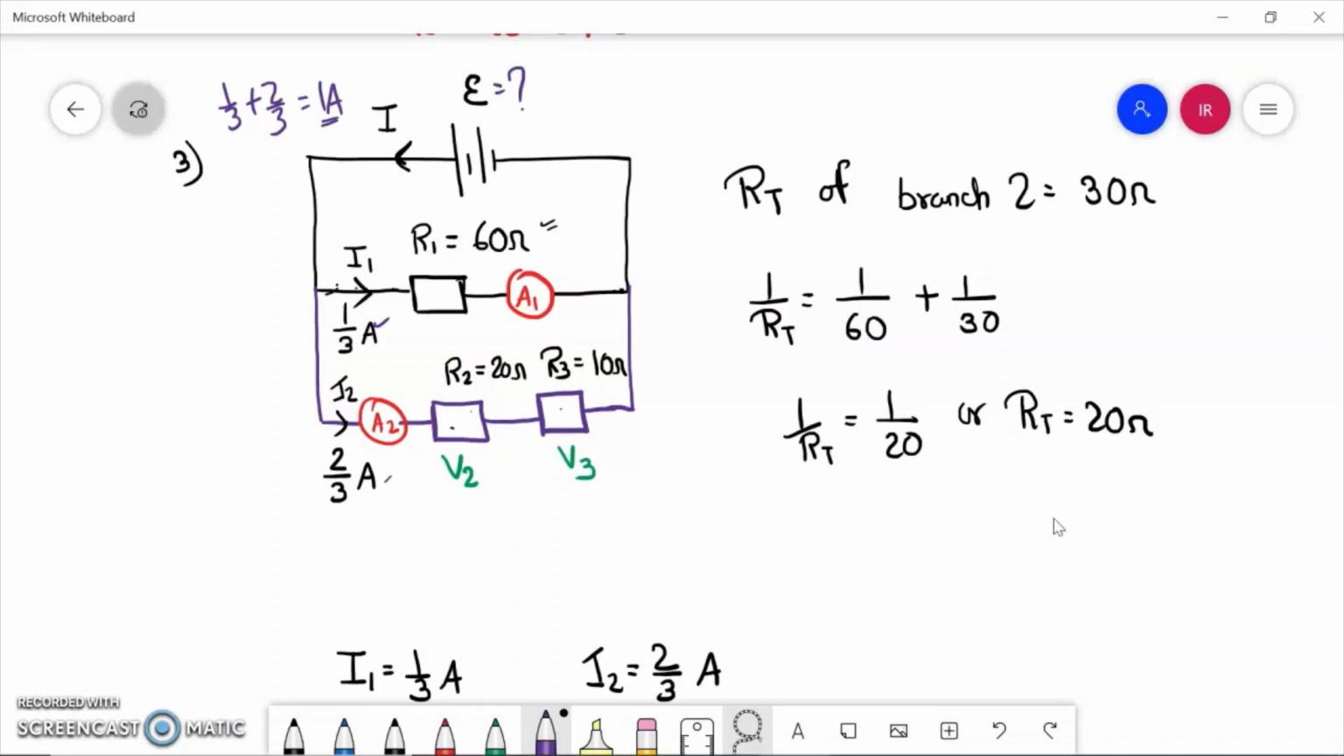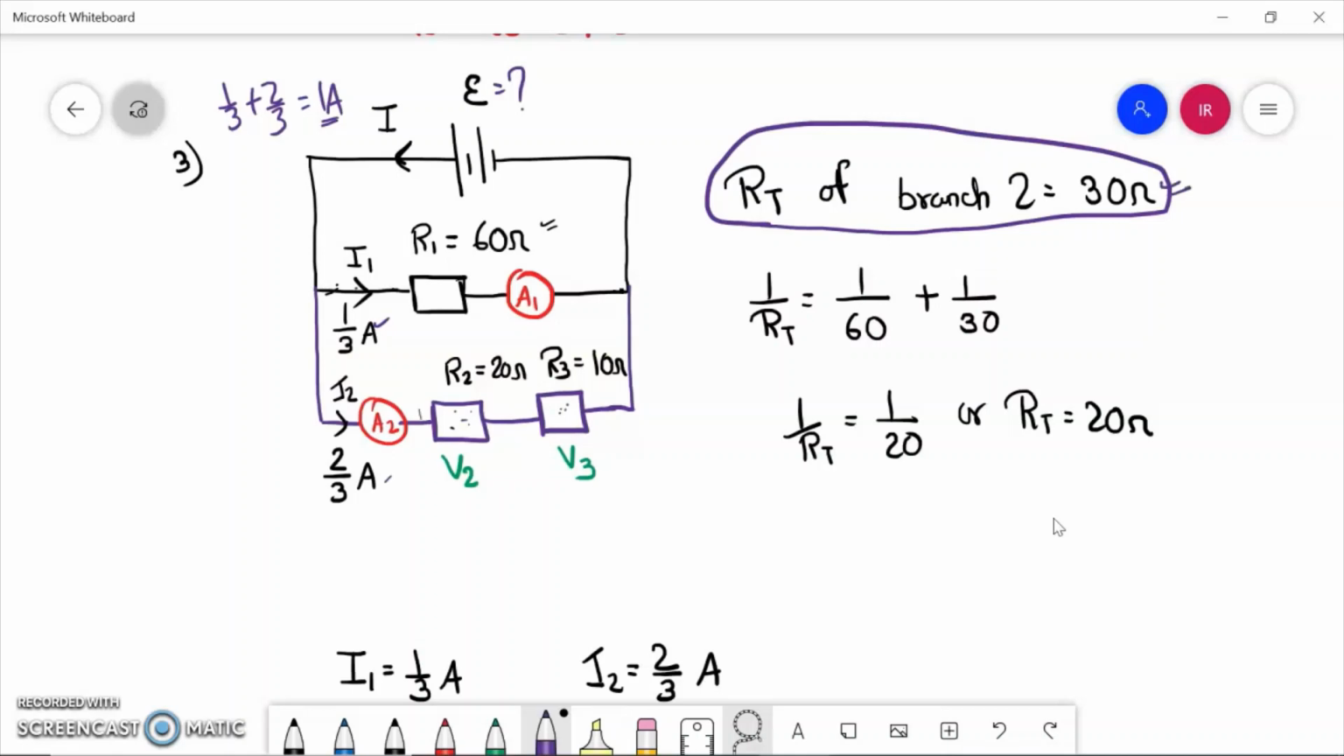When you have more than one resistor in a branch in a parallel circuit, what you first do is add them up, because R2 and R3 are in series, in the same line, so you cannot treat them as parallel resistors. So R2 and R3, we first add them up and find the total resistance of branch 2. Branch 2: 20 plus 10 gives me a total resistance of 30 ohms.